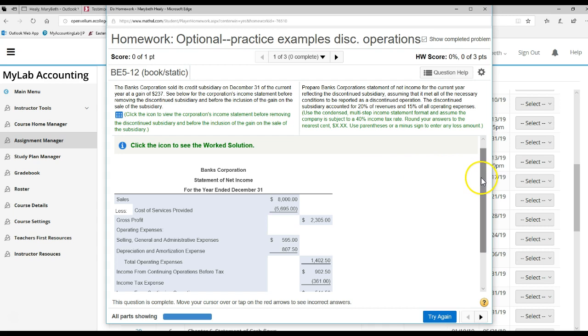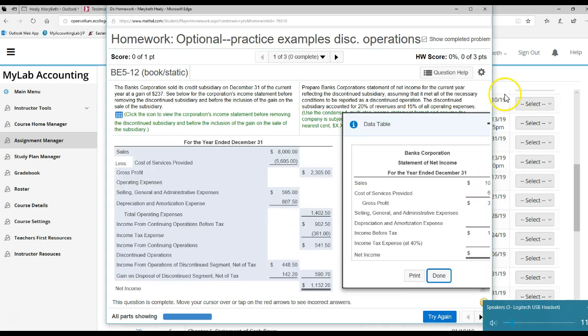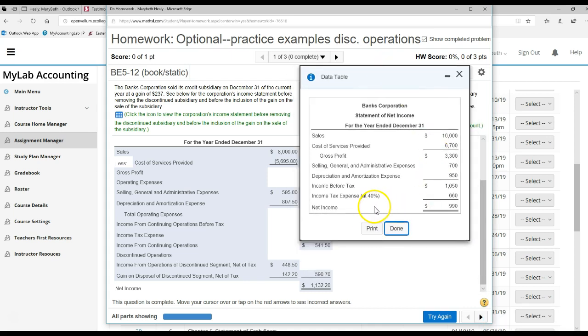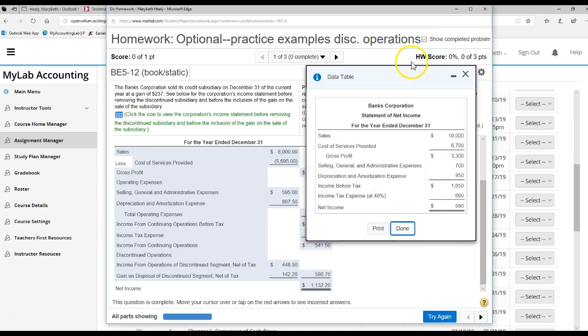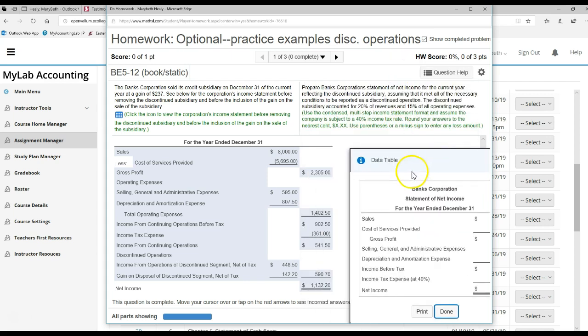Okay, so wow, I did that really fast. One other thing I want to mention is after you get your sales and you subtract out all your operating expenses, you're going to get income from continuing operations before tax. In order to figure out your income tax expense, you're going to look at this data table, and as it turns out, it's 40%. So that's where they got that number, is you're going to simply take your income from continuing before tax, multiply that by 40%, there's your income from continuing.